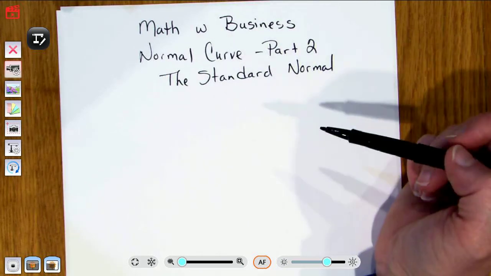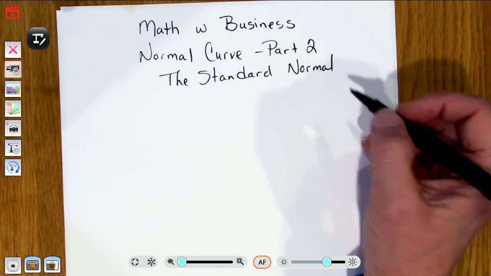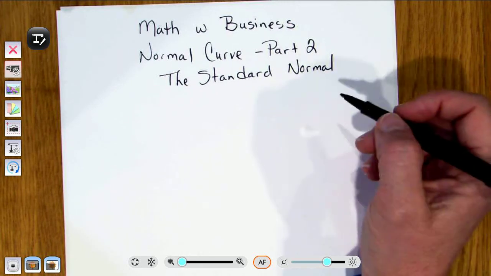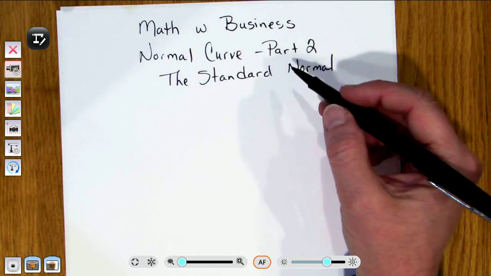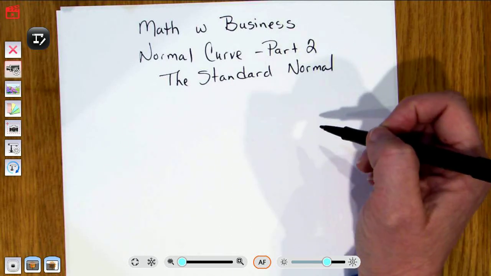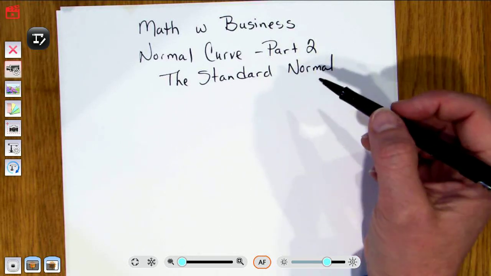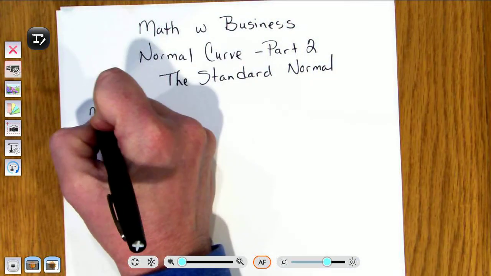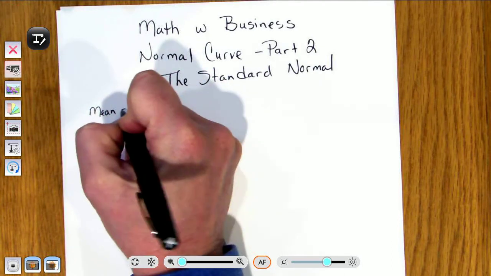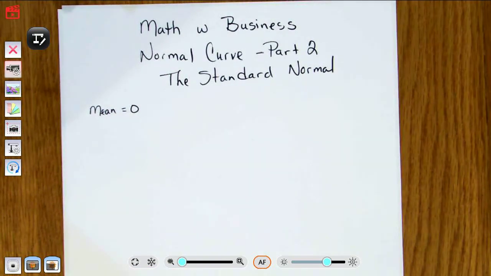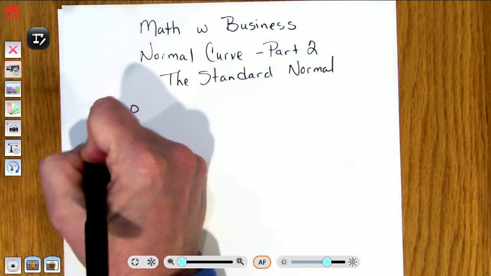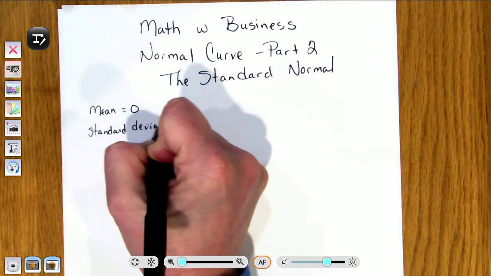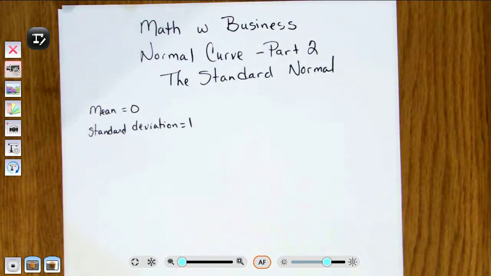In order for us to deal with those situations, those questions, we had to come up with a curve that we could all use and basically make a connection between the real world and something we can handle. Mathematicians or statisticians came up with a standard normal curve. The standard normal curve is still a normal curve, but we made it nice and simple. We put the mean at 0, and we made a standard deviation equal to 1. We wanted nice numbers.